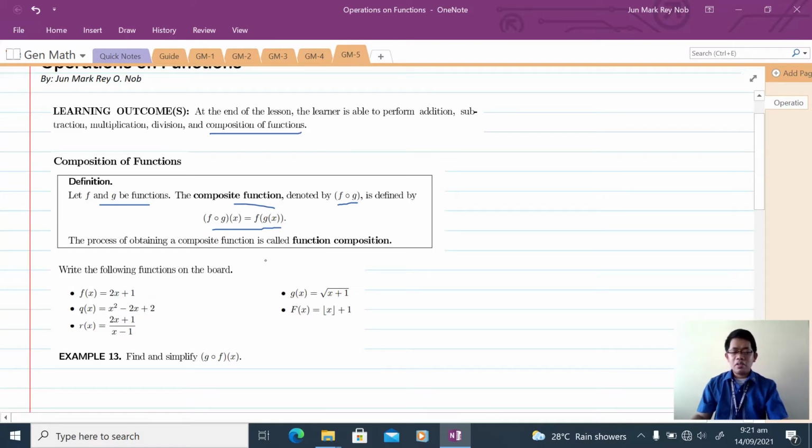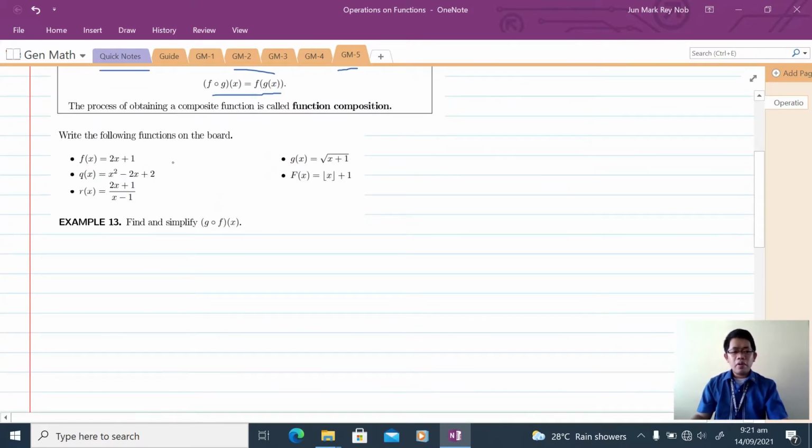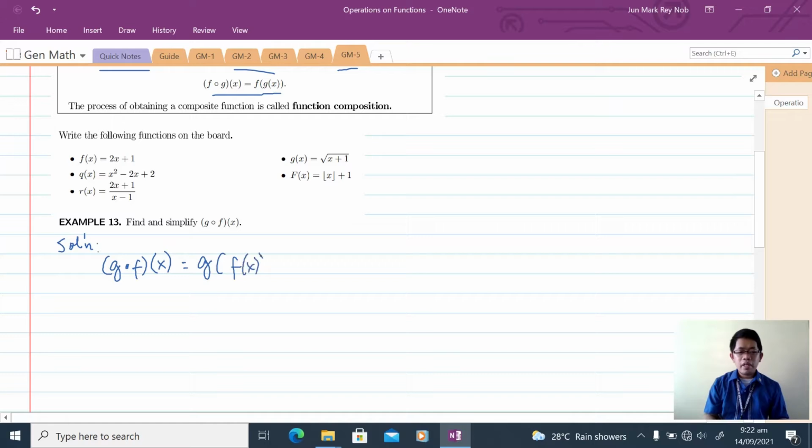Alright, so let's illustrate the concept. We have the following functions: f of x down to the capital F of x. For the first example, find and simplify the composition of g and f. Let's answer this one all together. The composition of g and f, by definition, is simply equal to g of f of x.